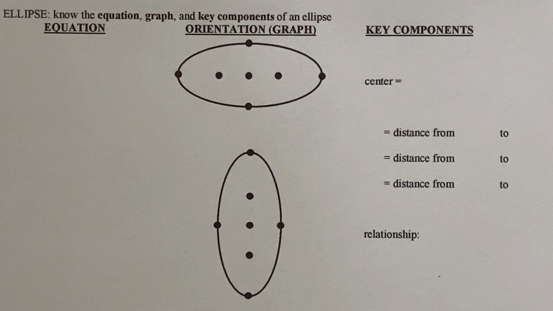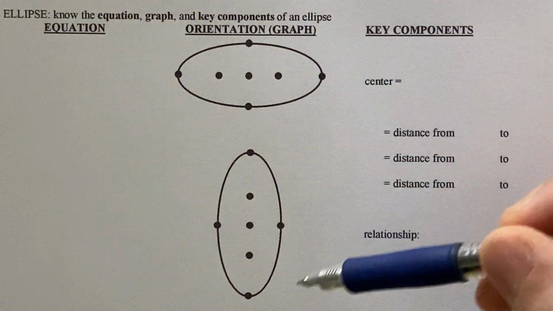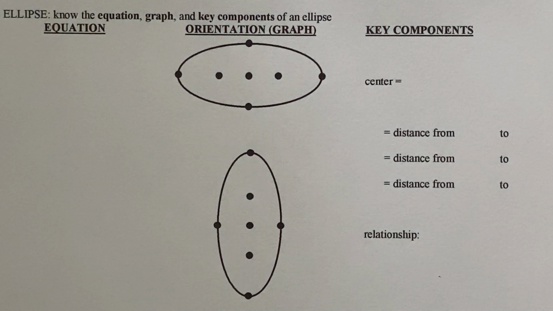Now we're going to talk about ellipses. So ellipses are sort of like circles that have been squashed, either short and fat, or if I squeeze it this way, it's going to look tall and skinny. So much so that the equation for these actually starts off looking very similar to circles.